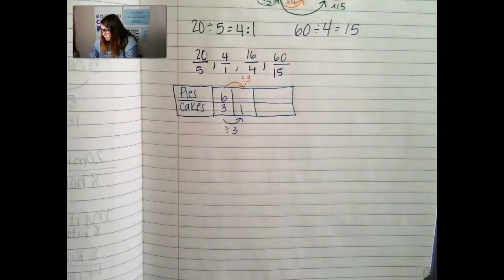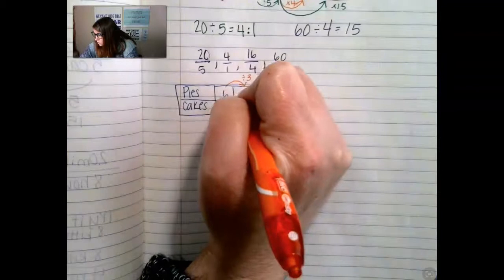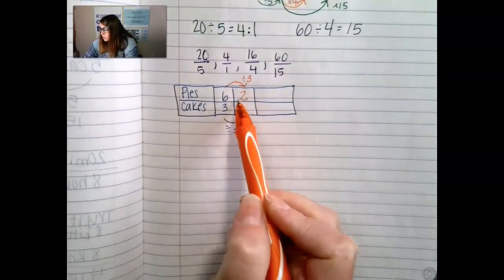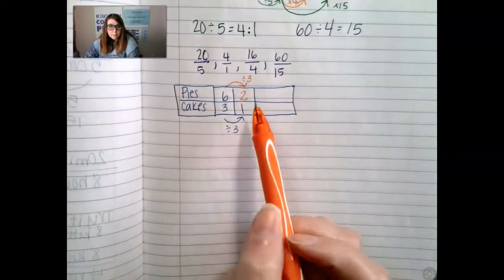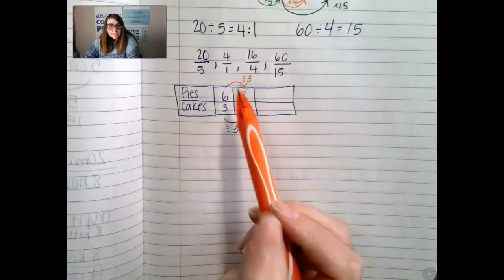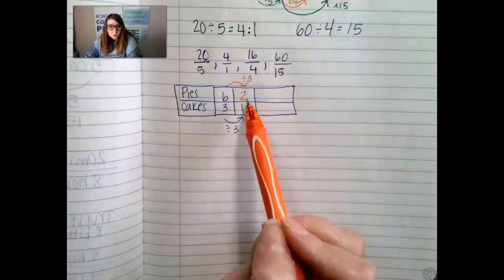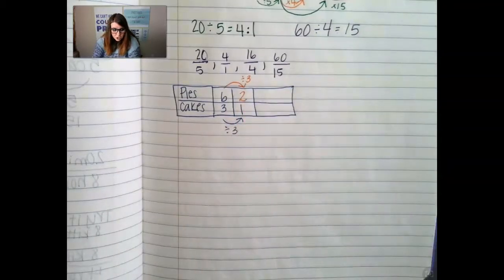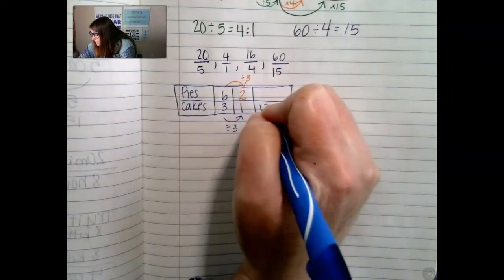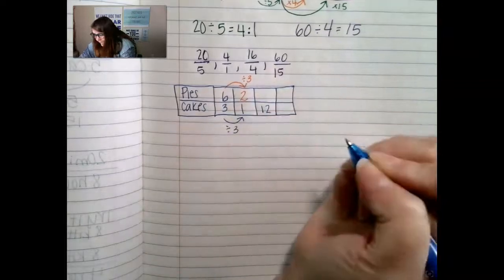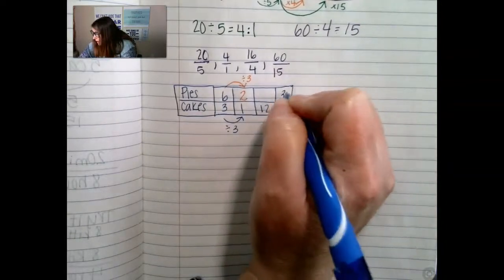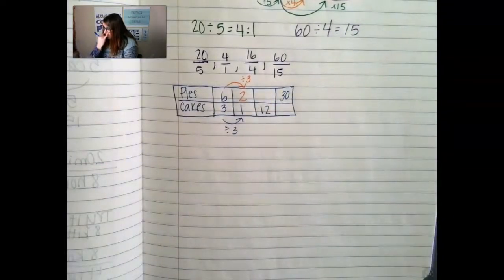So 6 divided by 3 gives me 2. So it's 2 to 1 is my ratio. So I sell 2 pies for every 1 cake. 2 to 1. Now with this ratio, I can then figure out how many pies I sell when I have 12 cakes or when I have 30 pies.